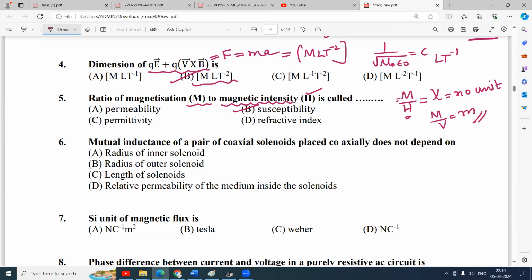Like this, magnetic moment is current into area. So in this way, we have many similar formulas, small formulas. So better you know all these things in MCQ. So here now it is M by H is chi, susceptibility.